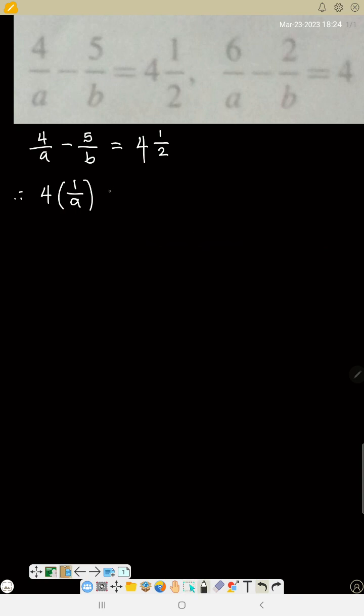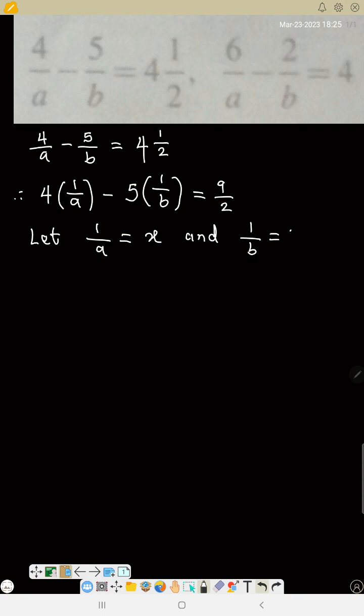So now the second one, minus 5 brackets 1 over b, equals 4 times 2 is 8. Change this one to improper fraction: 4 times 2 is 8 plus 1 is 9, so 9 over 2. So from here you can now say let 1 over a be x, and 1 over b, let it be y.